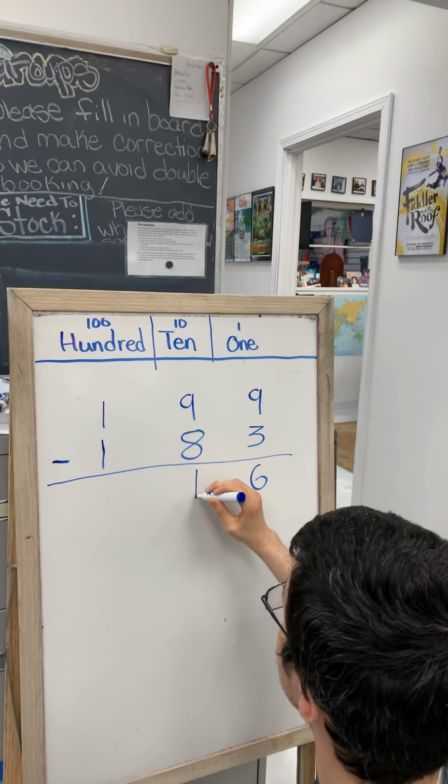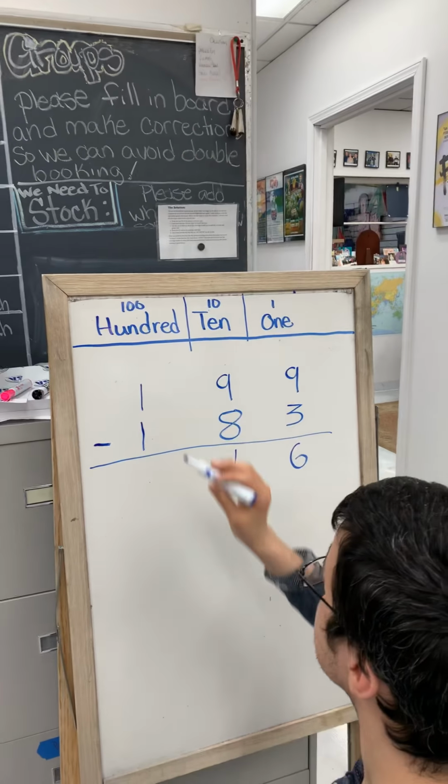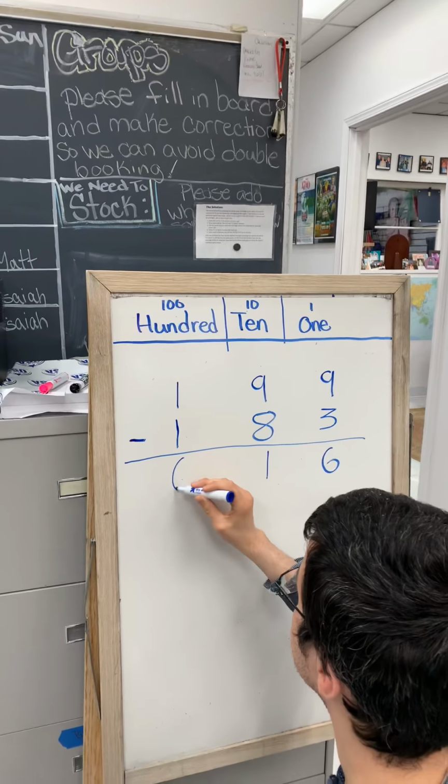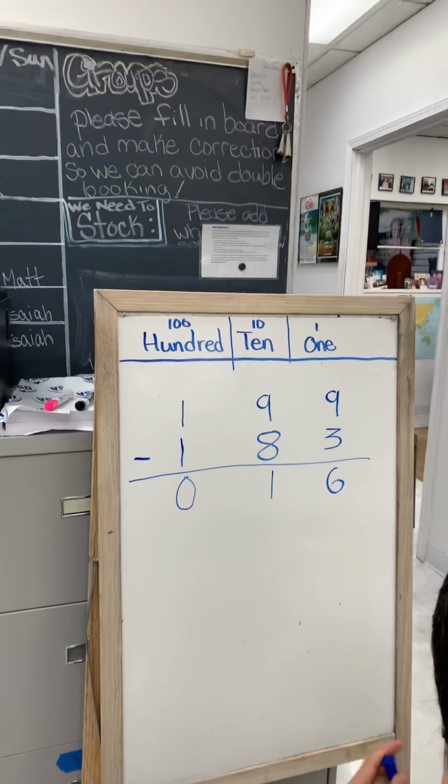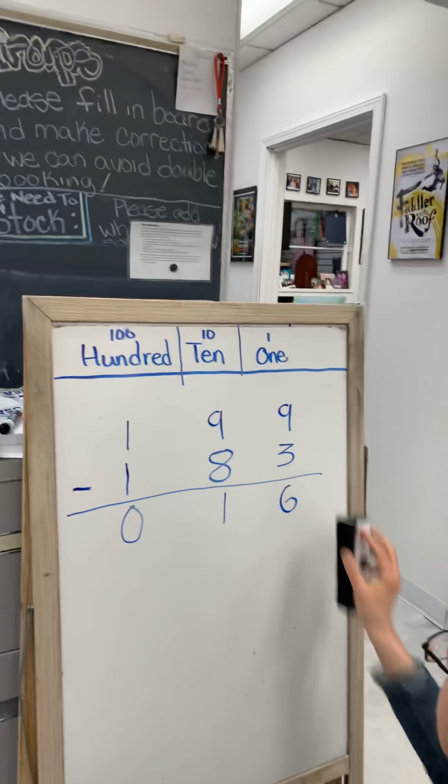Notice how Nick is using his touch math. 1 minus 1 is 0. So what's your answer? 16. Yeah, we don't say 0, 16, do we? Nope. Okay, this is your fourth problem.